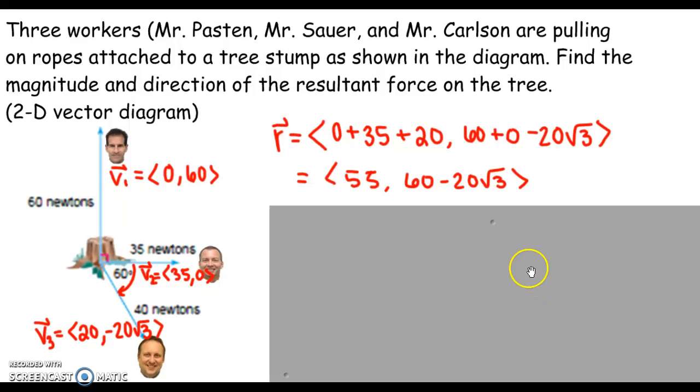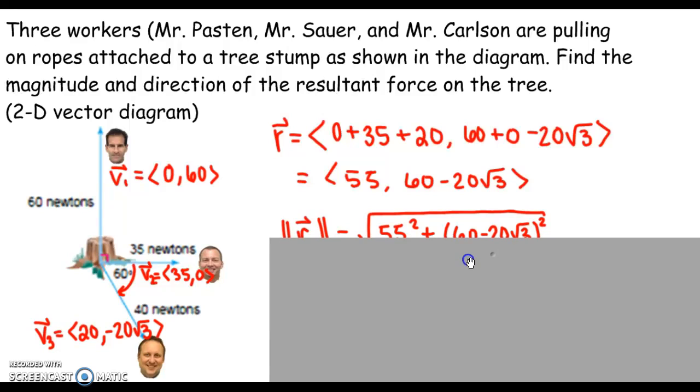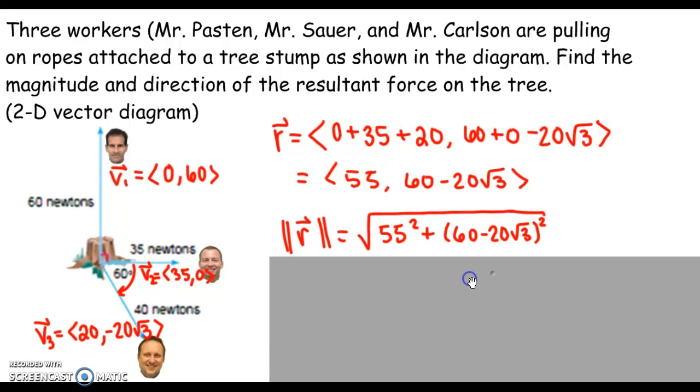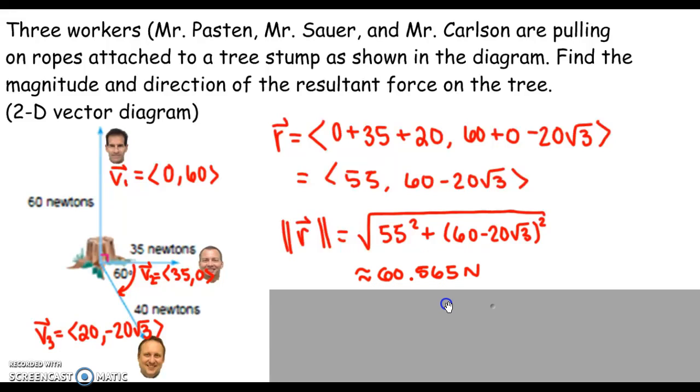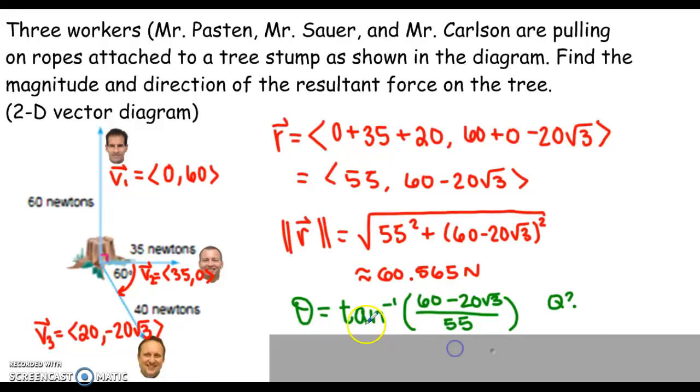All right, so let's take a look at that. We've got our resultant by taking the square root of our horizontal component squared plus our vertical component squared. So that's about 60.565 newtons, because that's our label. And then we have to find our angle. So we've got theta equals the tangent inverse of our y, our vertical component, over our x. So opposite over adjacent. So 60 minus 20 times the square root of 3 over 55.